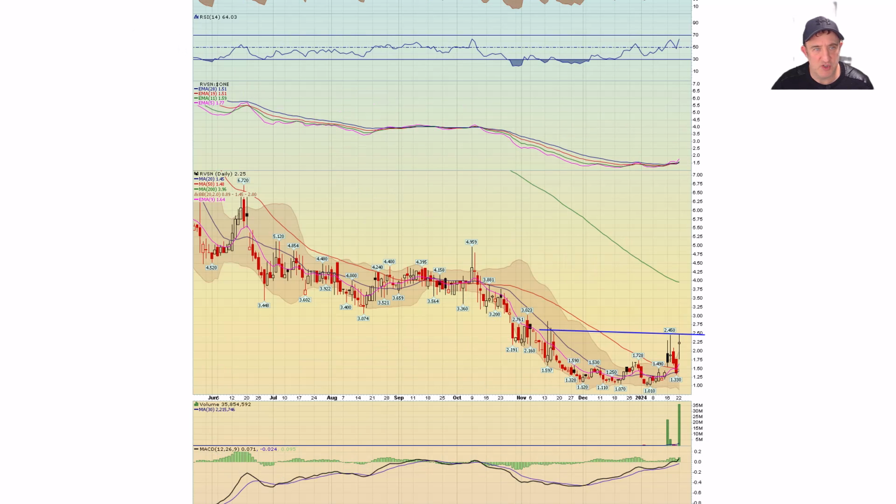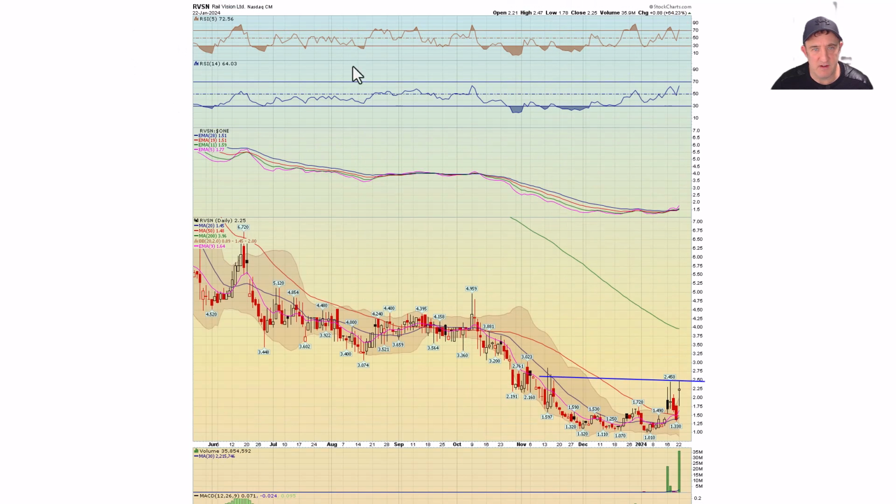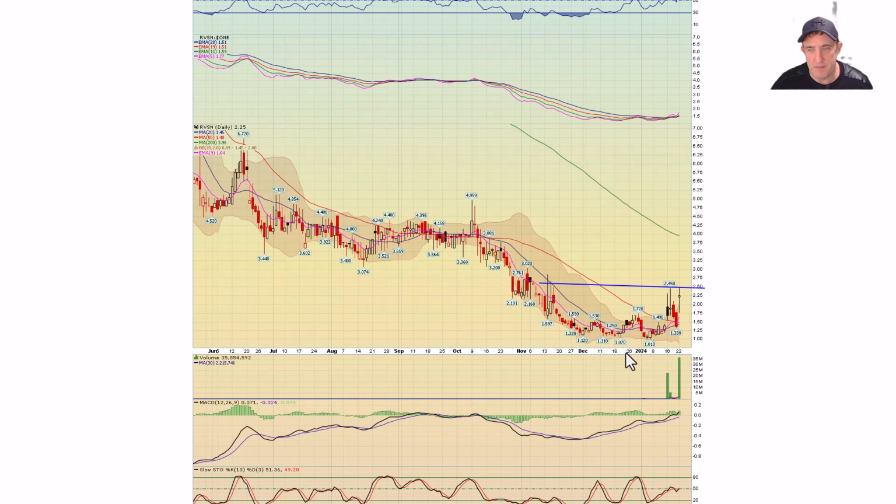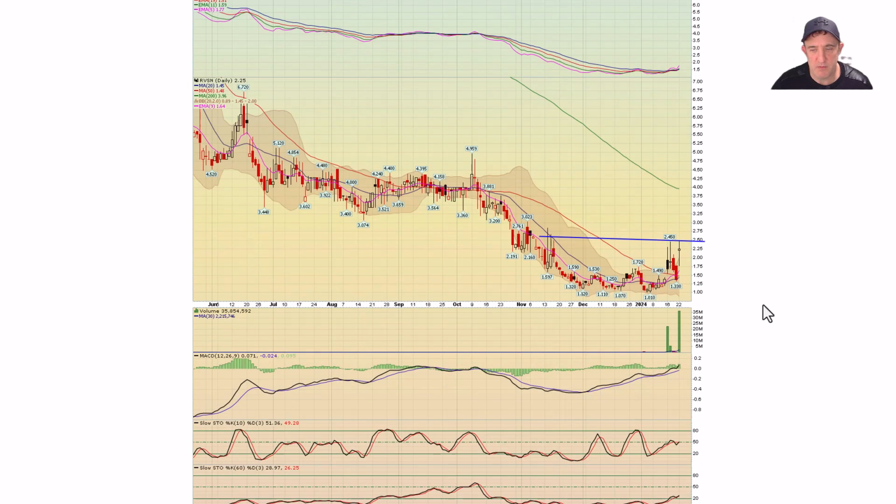And the final one, Chart 79, RVSN. Nice volume today, low-priced stock. I think it's some sort of biotech. Be careful with it, but maybe it gives you a quick trade pop. Target area would be up here around the 350.